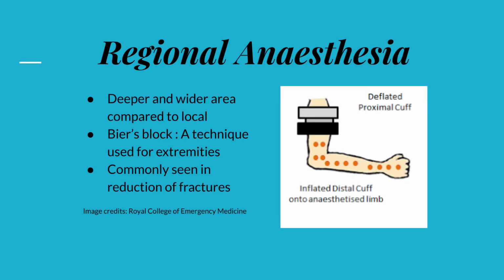Now let's move on to the regional anesthesia. As we can observe in this diagram that illustrates a Beer's block. This is a technique commonly used in fracture reduction as it involves a deeper and wider area compared to local anesthesia. During a Beer's block, an intravenous local anesthetic solution is injected into a region.